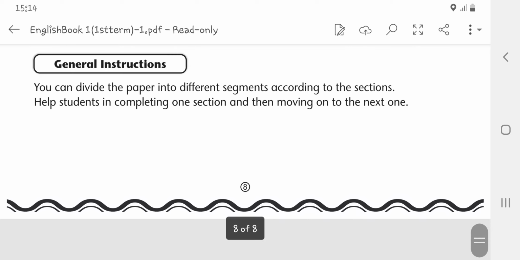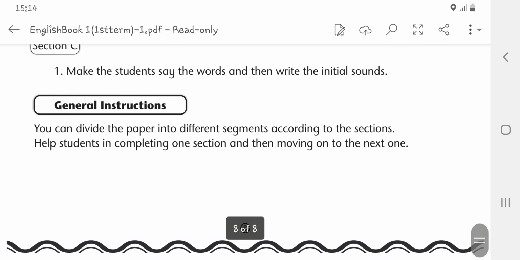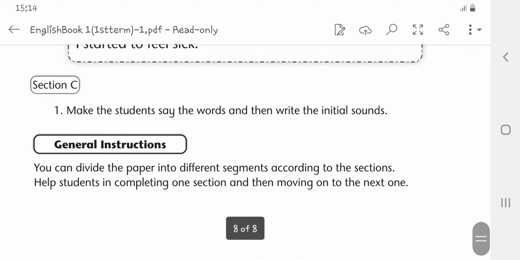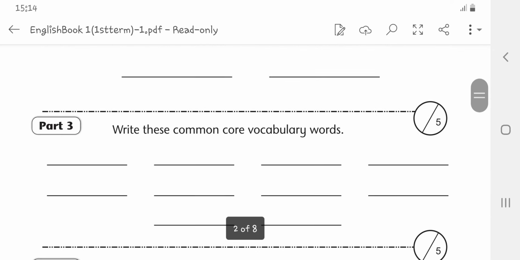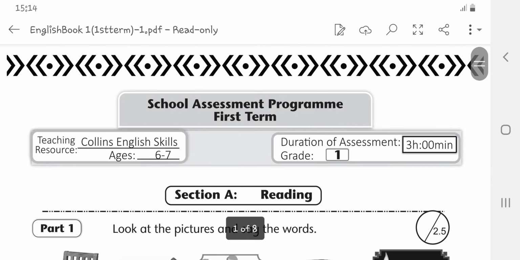What are the general instructions? You can divide the paper into different segments according to the section. So let the students do one section, then give them the next section. Stop them from doing all the paper all at once. So do the reading first, then come to the phonics, then come to the grammar, then come to the comprehension, and then come to the spoken. You can also take help from any assistant teacher. An extra pair of hands is always better when you are administering exam papers to the students.